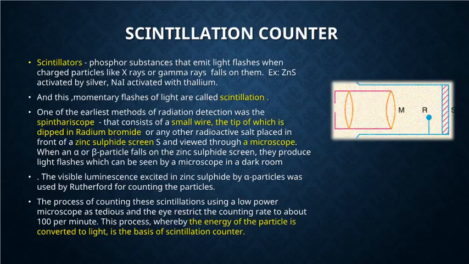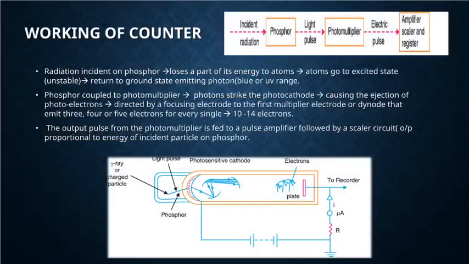The process of counting these scintillations using a low-power microscope is tedious, and the eye restricts the counting rate to about 100 per minute. This process, whereby the energy of the particle is converted to light, is the basis of the scintillation counter. Now we know the basic principle behind the scintillation counter. Now let's see what the main parts of a scintillation counter are.